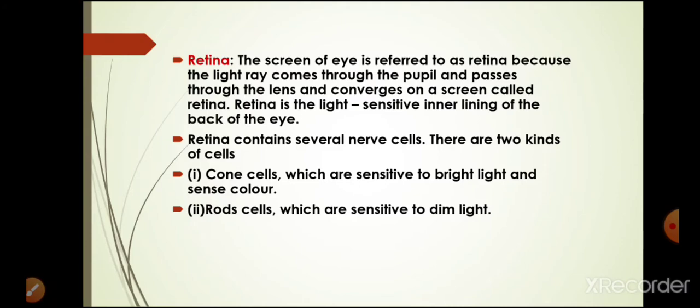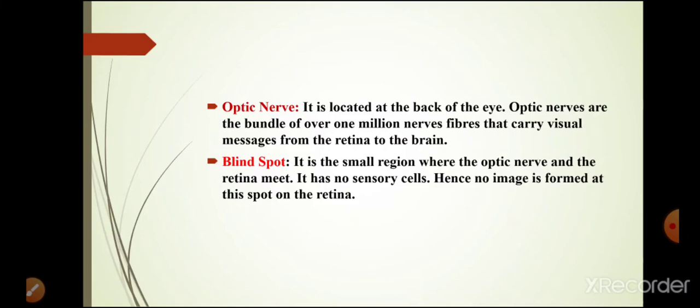Students, the retina is light sensitive. It is covered with a large number of nerve cells which are of two types: cones and rods. Cone cells are sensitive to bright light and sense color, whereas rod cells are sensitive to dim light. Now there is the optic nerve. What is the optic nerve? It is located at the back of the eye, and it consists of millions of nerve fibers that carry visual messages from the retina to the brain.